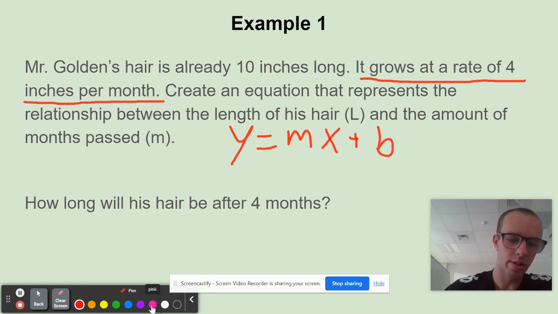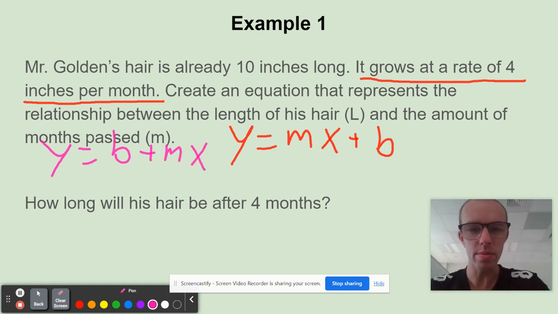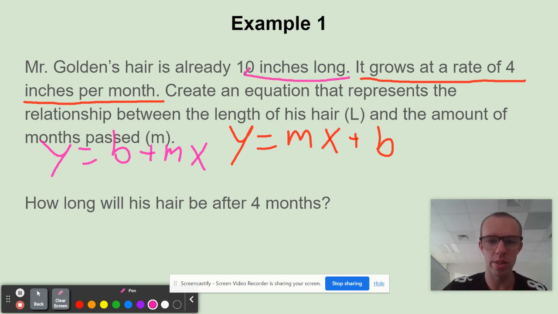I also kind of want to note that the order doesn't matter. You could also do y equals b plus mx. These are the same equation. And so every linear equation has two parts. Where do we start and how much are we changing by? And here my hair starts at 10 inches long. That's the constant. So this will go in for b. You don't need to make both equations, but I am going to.